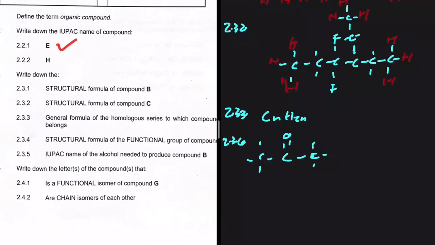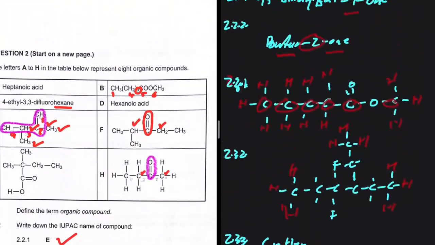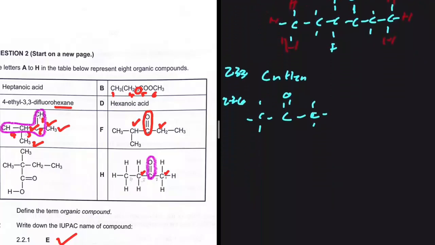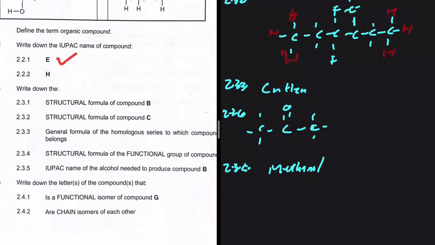2.3.5, IUPAC name of the alcohol needed to produce compound B. So for compound B, let's use the structure. If you come here and put a line, the part of the structure that is bonded to one oxygen is from the alcohol. Which alcohol has one carbon? That is methanol, right? Yeah, the alcohol with one carbon is methanol.